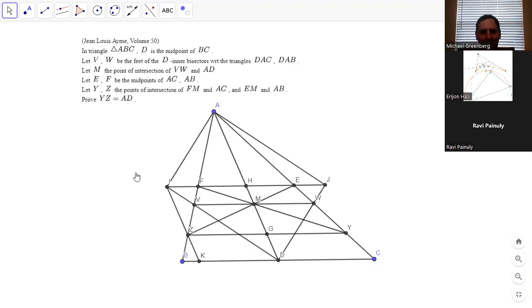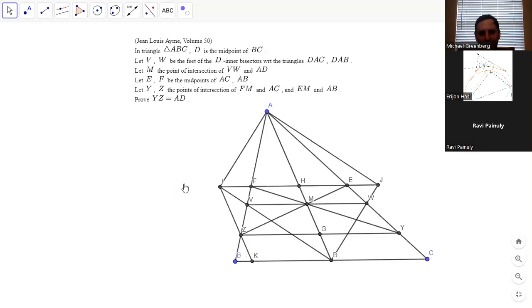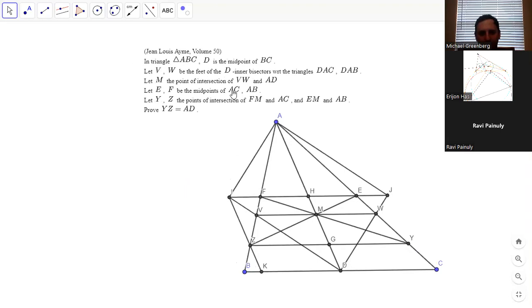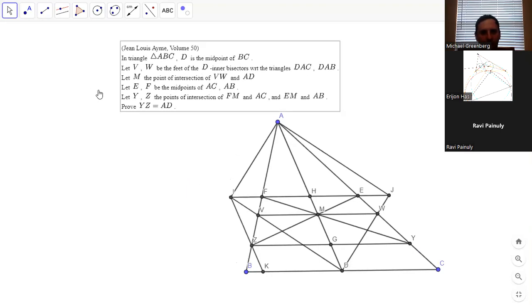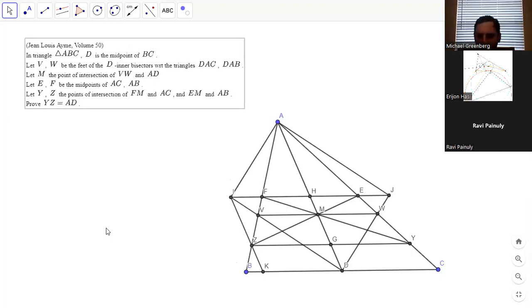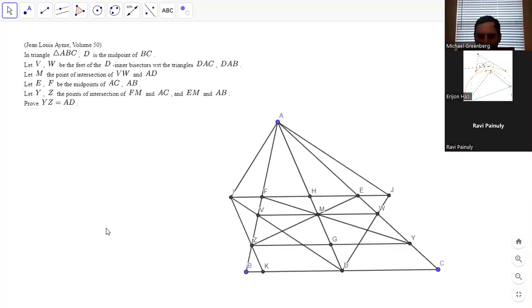So, let's see. Is it so? Oh, is this a rectangle? Oh yeah, because they're both angle bisectors. So AD is equal to IJ, and then IH is equal to GZ, so that pretty much solves it.